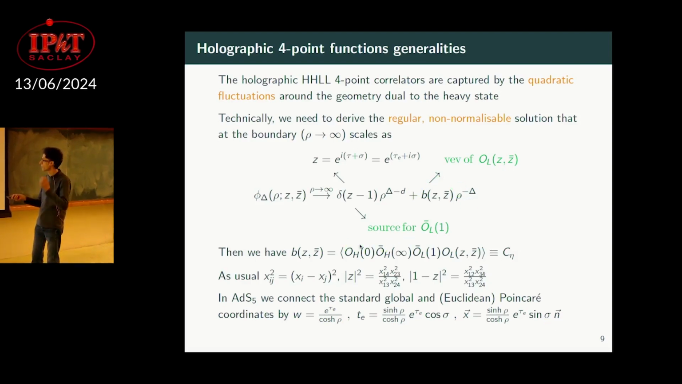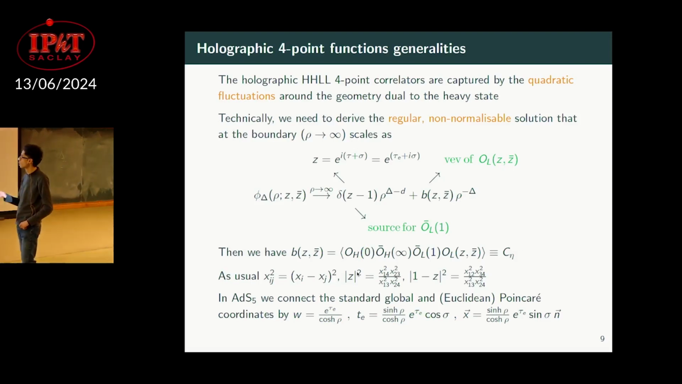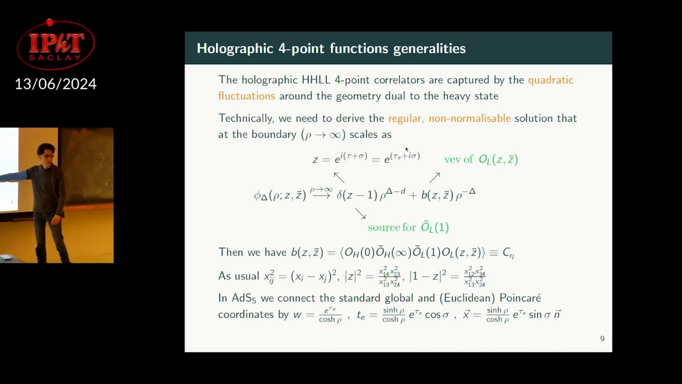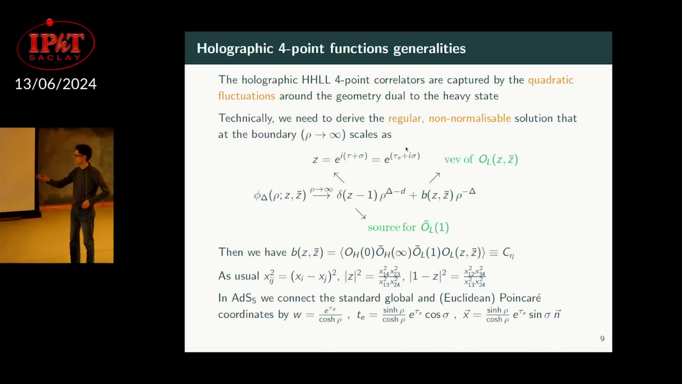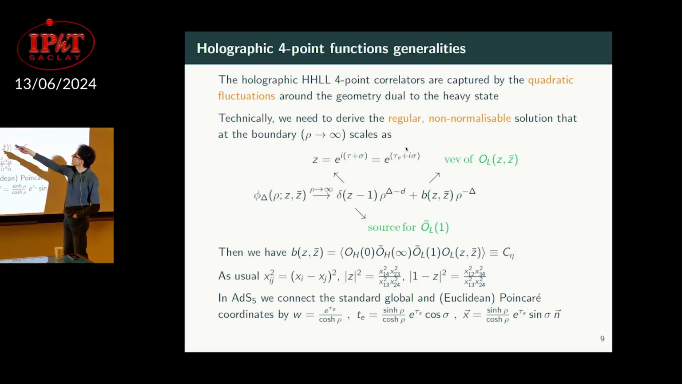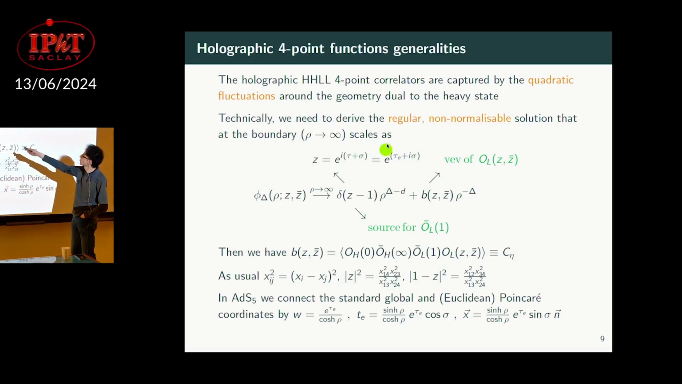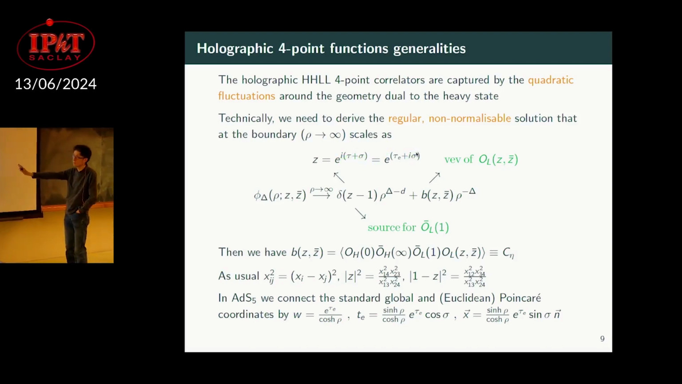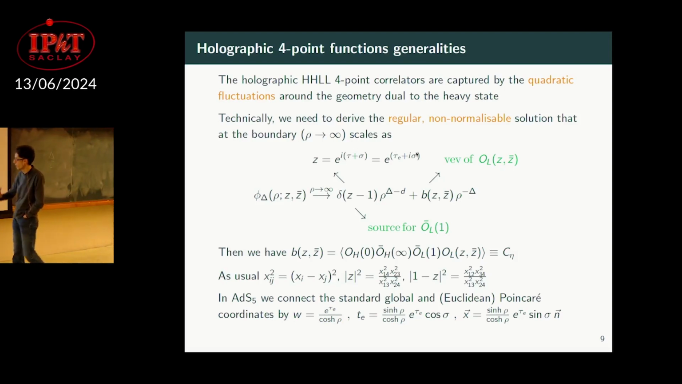Very good. Let me not enter into the details, but it's just how you map the conformal cross ratio z to the positions x1, x2, x3, x4. And this is the point Josef was asking about. We are doing here a Euclidean continuation, from tau to tau Euclidean. At that point, Poincaré coordinates are just a change of coordinates from global coordinates, so you can move from one to the other.